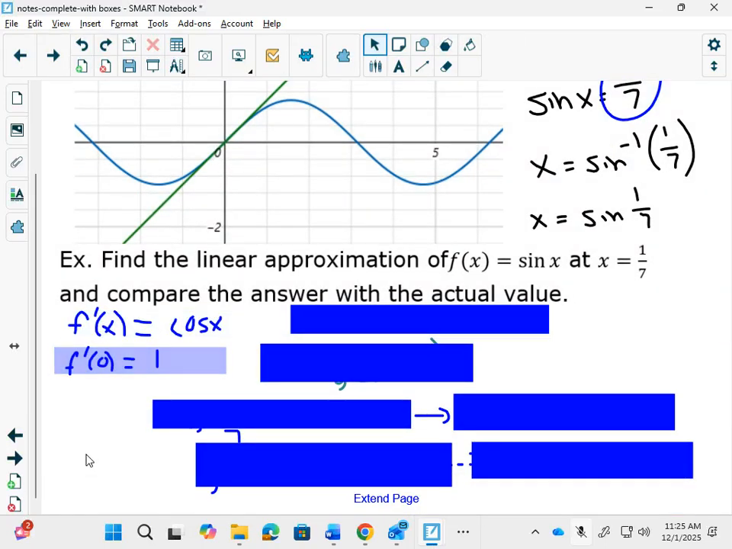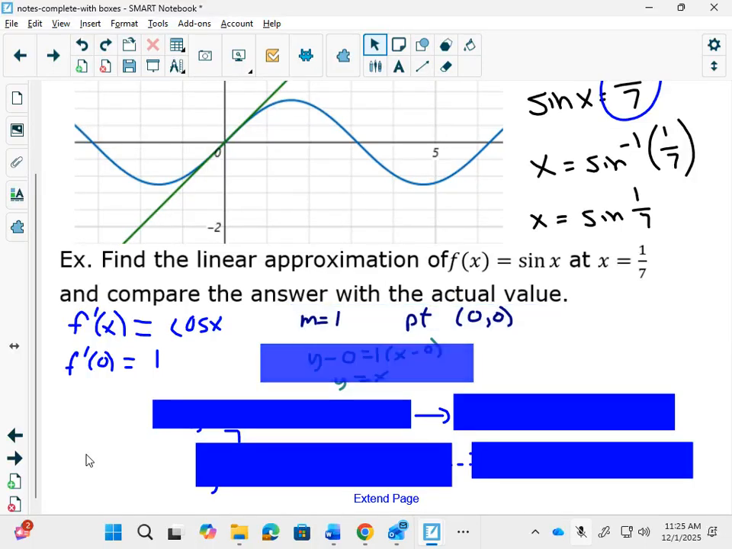I can easily figure out that the derivative of sine is cos, and the slope at 0 is 1. So I've got my point 0, 0, and I've got my slope of 1. My equation is just y equals x. That's that green line. Which means a really good approximation for sine of 1/7 is 1/7. Because if I'm using the approximation, my y value should be equal to my x value. So everything really close to 0 is close enough to just use the value.